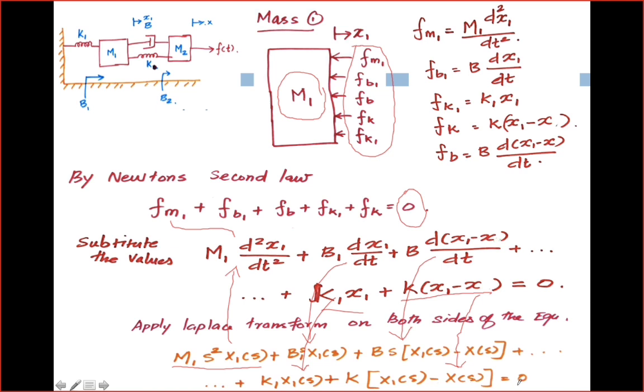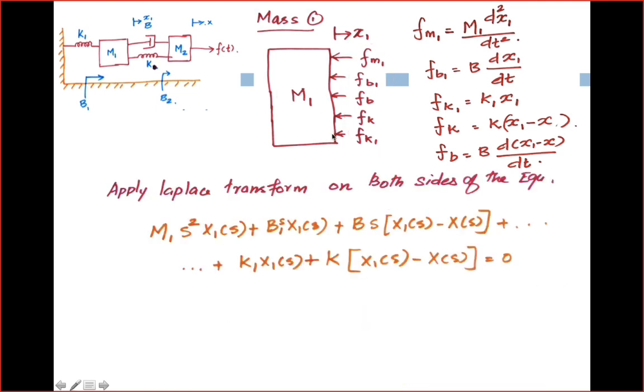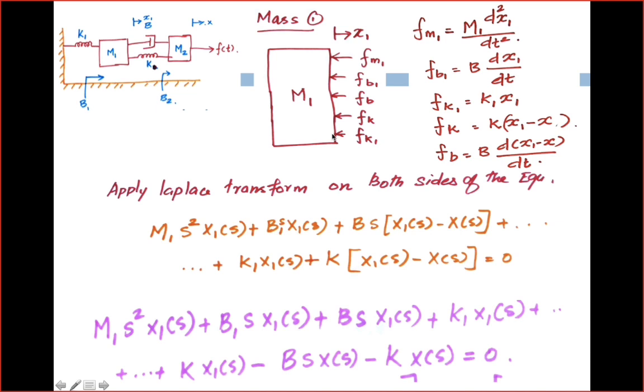So I have not done anything. We have written the Newton's second law equation, substituted the value of each component from the differential equations already listed in this slide, and taken the Laplace transform of the individual terms. There is no wonder here: substitute and take the Laplace transform. That's it. And this is the Laplace transform. Now we are going to rearrange this equation.